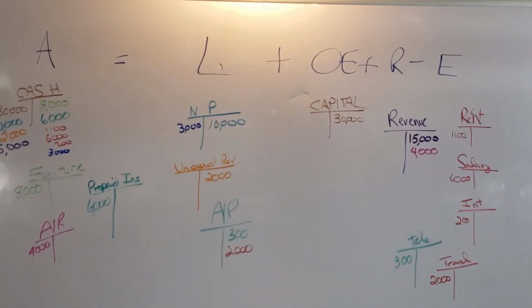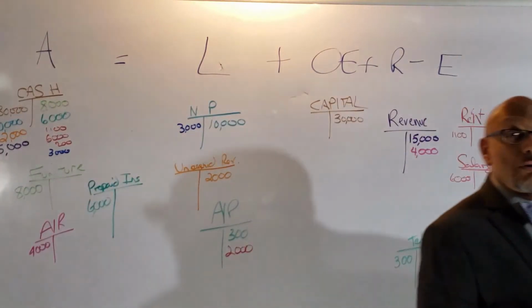The next transaction is the owner withdrew money for his own personal use.